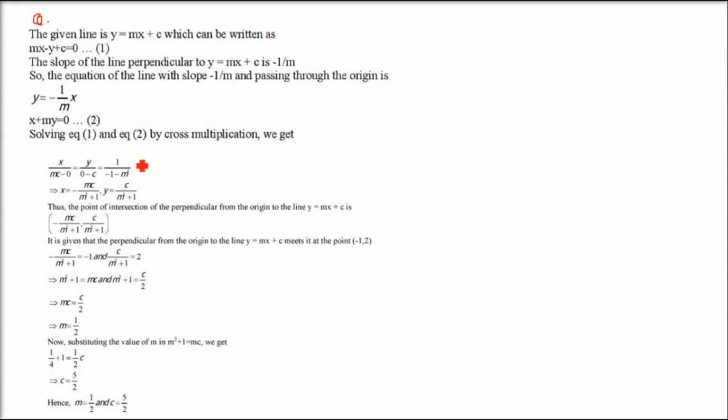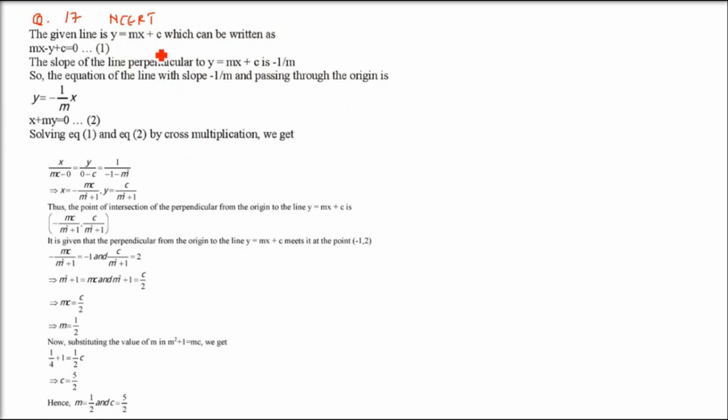This is question number 17. This is also an NCERT question. The question says: the perpendicular from the origin to the line y equals mx plus c meets it at the point (-1, 2). Find the values of m and c.